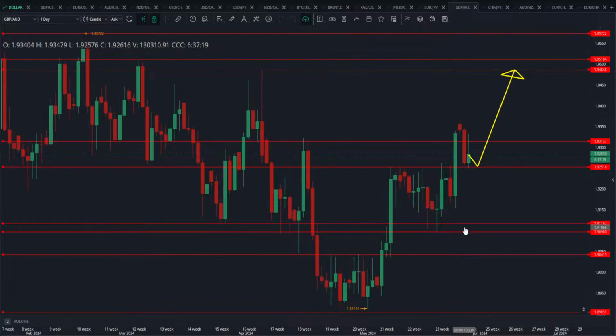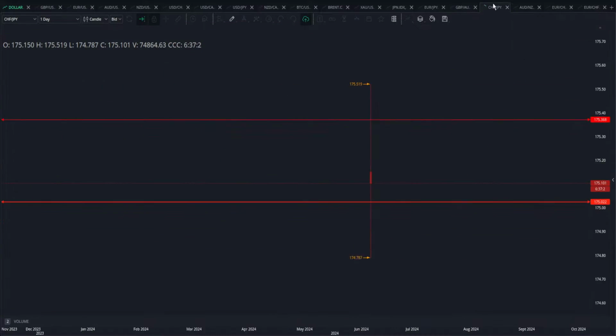GBP, very clean market, breakout, pullback. It has already pulled back to 1.9251 and is trying to take support over here. A day or two here, if it spends above 1.9251, then the market will go very fast towards 1.9484. That is my target on this market, guys.